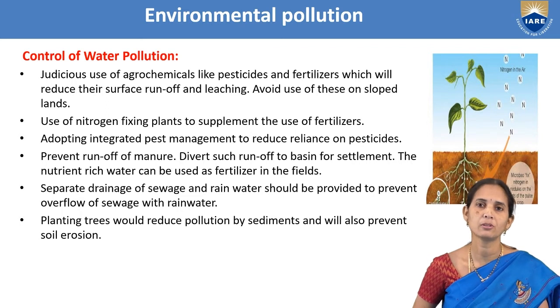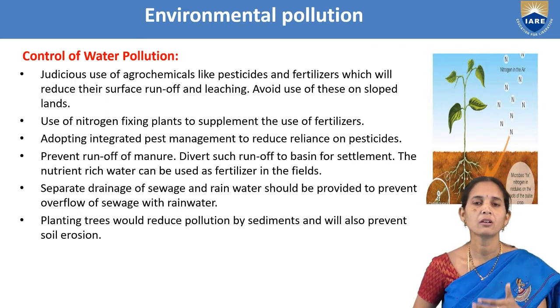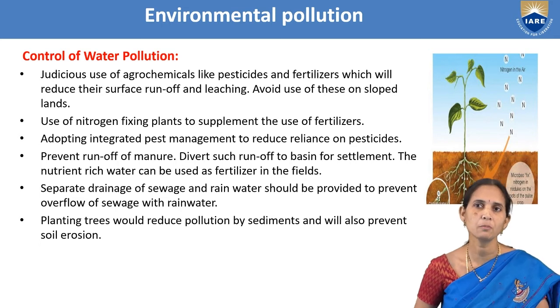How to control water pollution? First of all, what we have to do? We should not use organic chemicals. We should not use pesticides. We should not use fertilizers for the growth of the crops, for the growth of the plants. So we have to use organic, here we have to use manure, natural manure, so that we can control the water pollution.